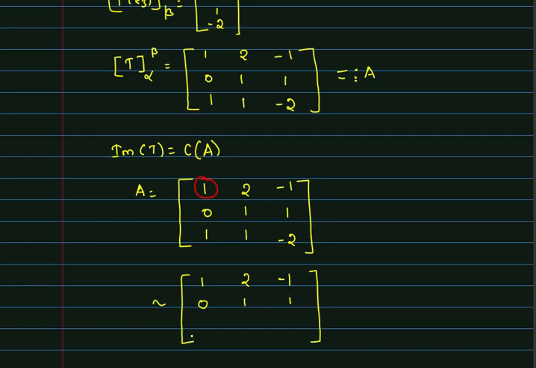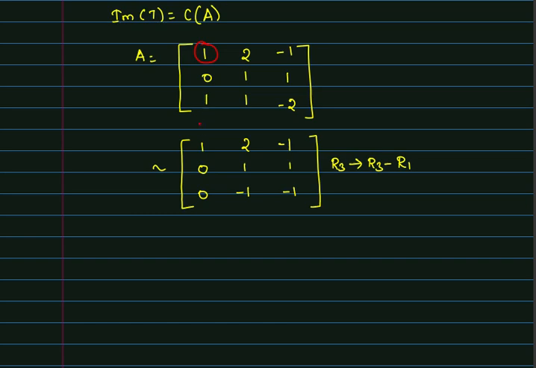0, 1, 1. The third row, first column is not 0, so I want to make it 0. So R3 becomes R3 minus R1. So this one is 0, this one is 1 minus 2, which is minus 1. Similarly, here minus 2 plus 1 is again minus 1.